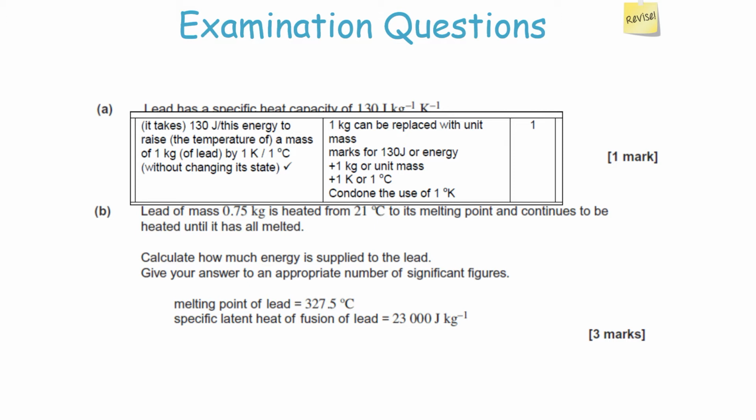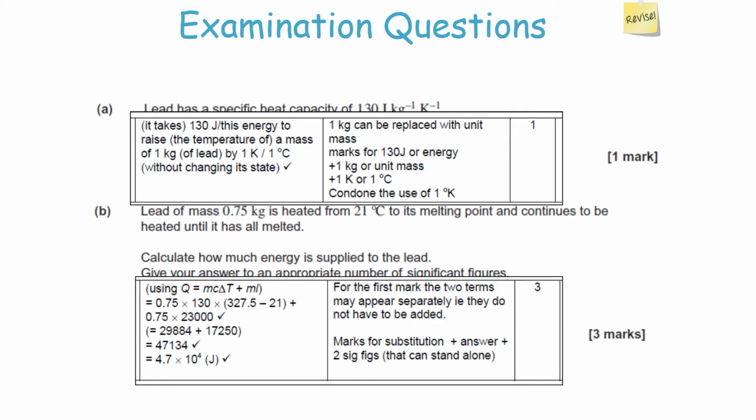Now in the next question, it's asking you to work out how much energy is supplied to the lead. Now it's very important when you look at this, you can notice that it's heated from 21 degrees Celsius to its melting point and then continues to heat it until it's all melted. So this tells us we're going to have to work out the energy for two separate sections. The energy needed to heat it up to the melting point, which is 327.5 degrees Celsius, which will be linked to the specific heat capacity, and then the energy needed to actually completely melt the lead, which will be linked to the specific latent heat of fusion.